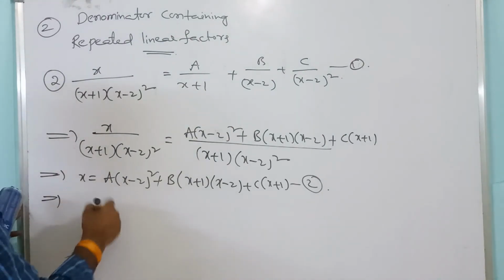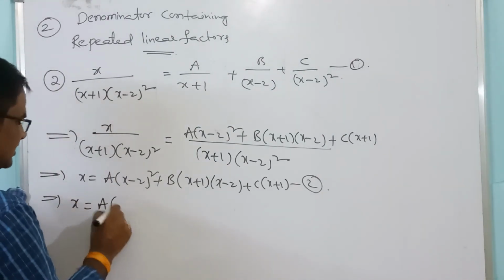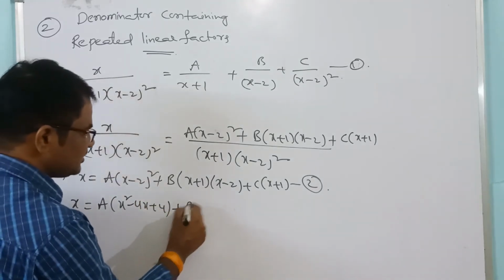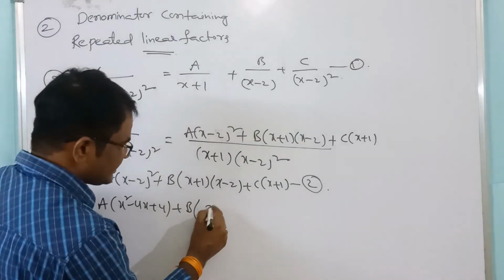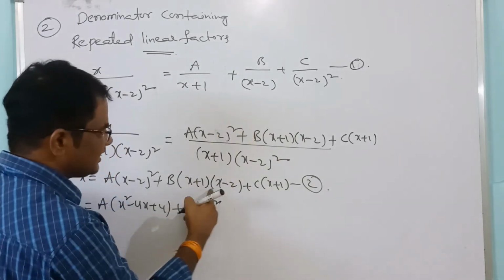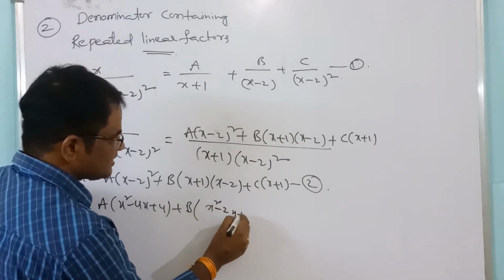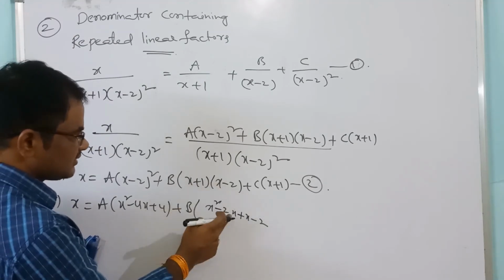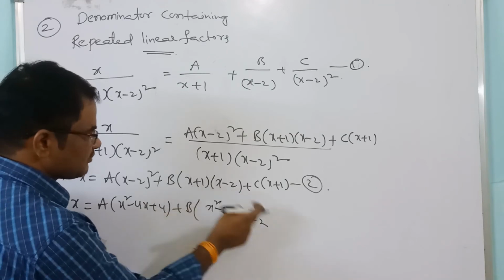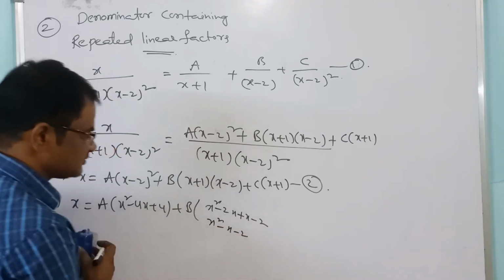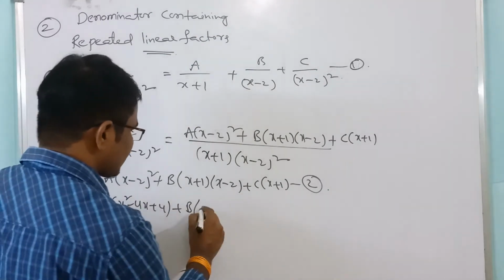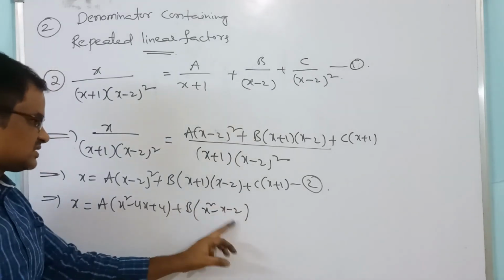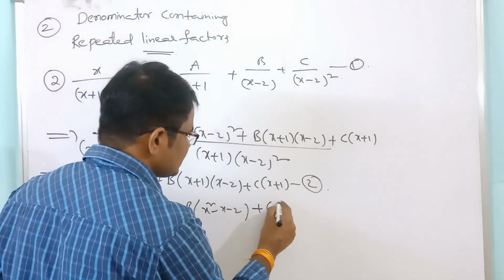Now here also, take equation number 3 and simplify it. x square minus 4x plus 4 a, minus b whole square, plus b into, here if you simplify, what will we get? x square, x plus 1, x minus 2: x square minus 2x plus x minus 2, which means x square minus x minus 2. Plus c into x plus 1.